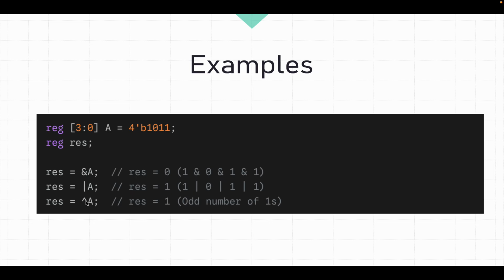Then you have the XOR operation of A. So it will check for an odd number of ones. Here we have 3, so it is returning a 1.